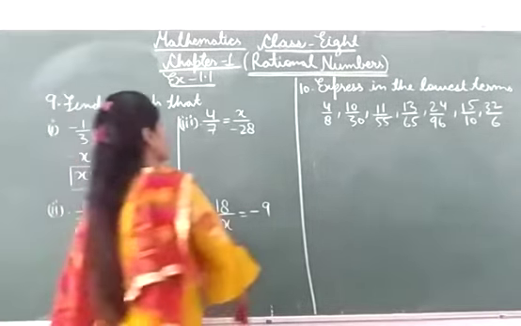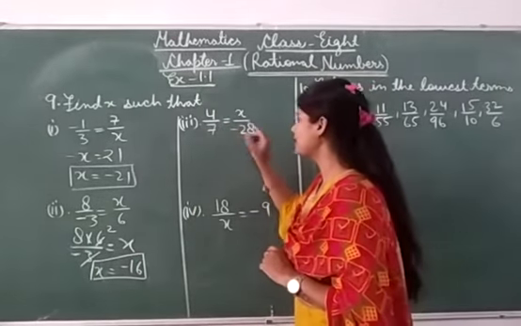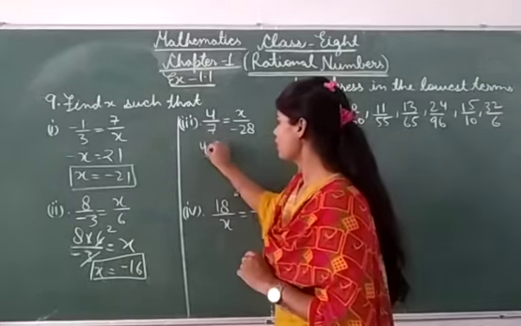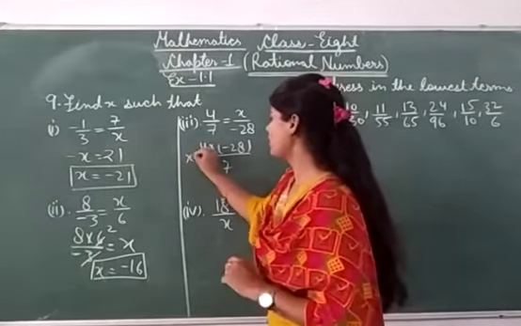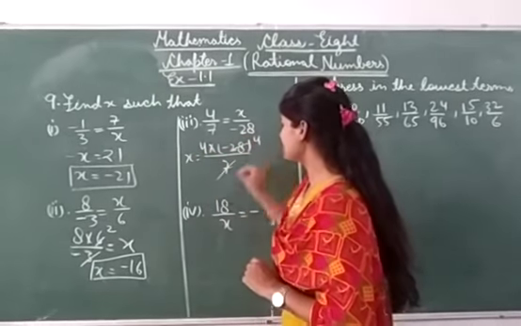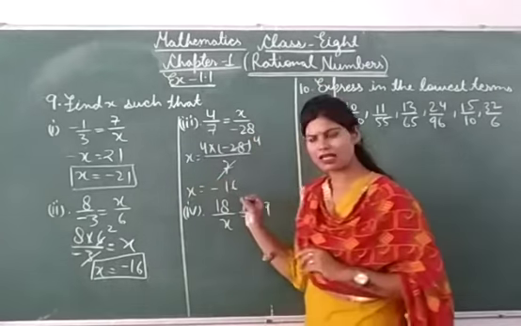Okay, so the next part is 4/7 equals x/28. By cross multiplication, 4 into -28 by 7 equals x. 7 4s are 28, so 4 4s are 16, minus 16 is your answer.